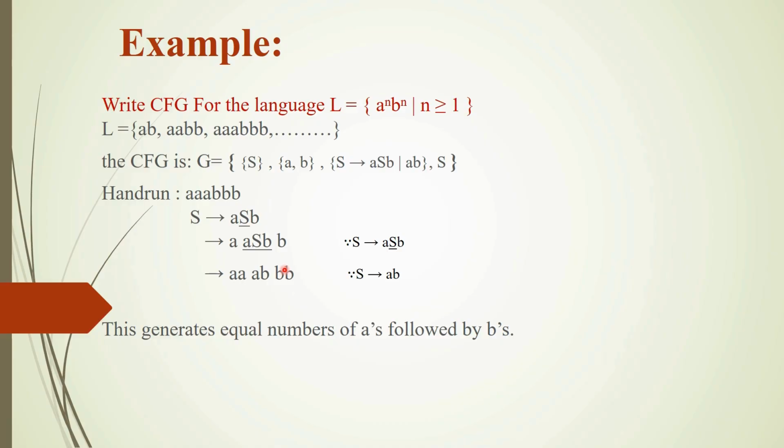If you want to generate the second string, what are you supposed to do? Firstly, you initiate with your starting string, then you replace this S directly with AB. So it becomes AABB. I hope you understand this, and this is the way you have to generate a context-free grammar for given languages. I hope you understand the concept and example.